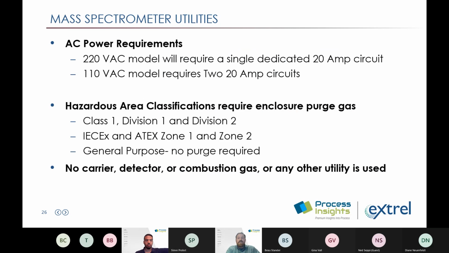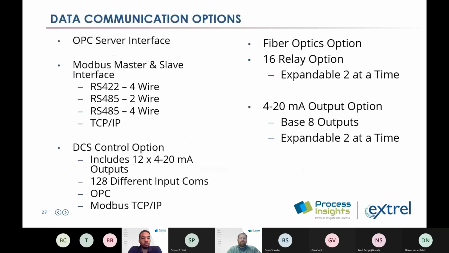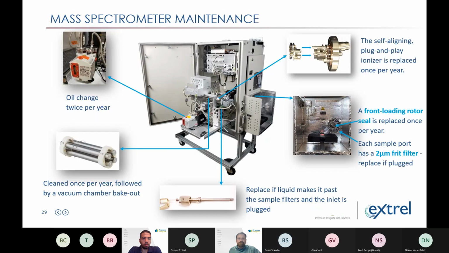Okay, now beyond calibration gases, the utility requirements of the mass spec are extremely low. It requires power and purge gas. Most of these systems are all class 1 div 2, and so that would be required. No carrier gas or calibration gas is required for the installation, so very simple in that regard. Data reporting, of course, all the standard data protocols are available, and that ensures that the site has the data that they need to keep their program in compliance.